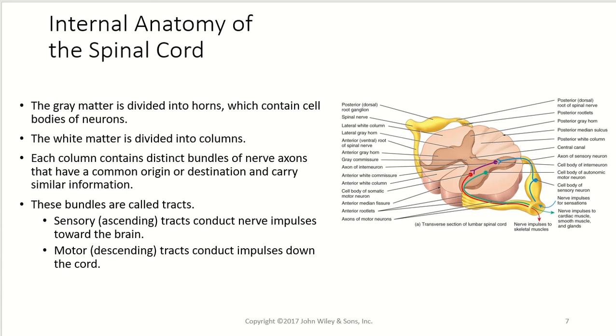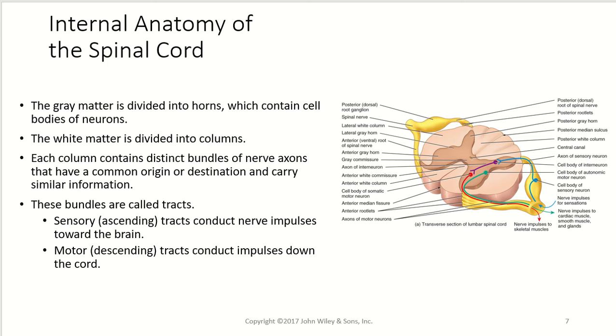So we can divide the gray and the white matter into individual parts separately. The gray matter is going to be divided into horns, and these are going to contain cell bodies of neurons. The white matter, on the other hand, is divided into columns. Each column is going to contain a distinct bundle of nerve axons that have a common origin or a common destination, and these are going to carry similar information. So these bundles are going to be called tracts.